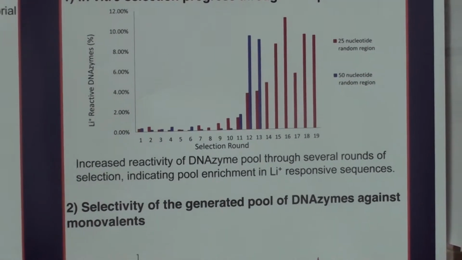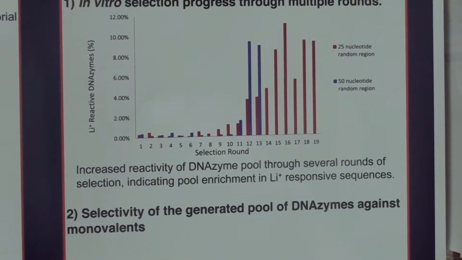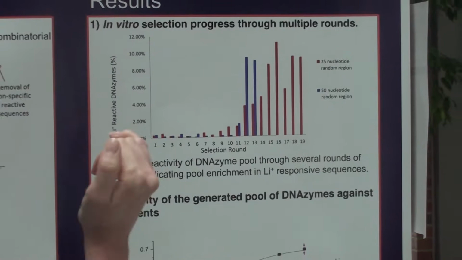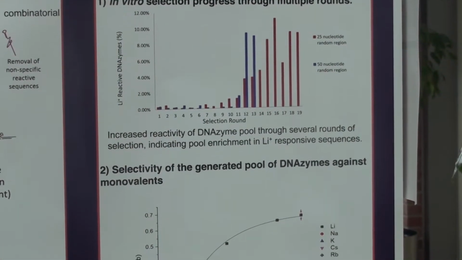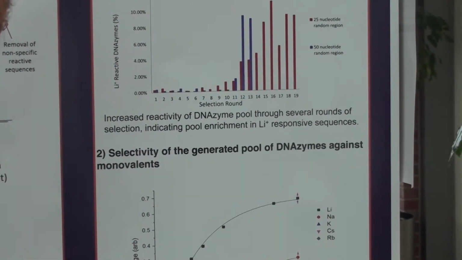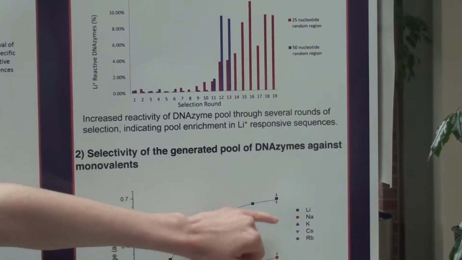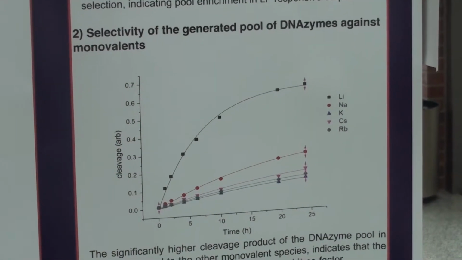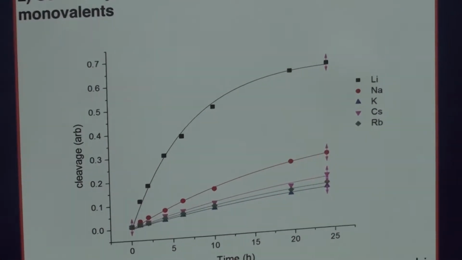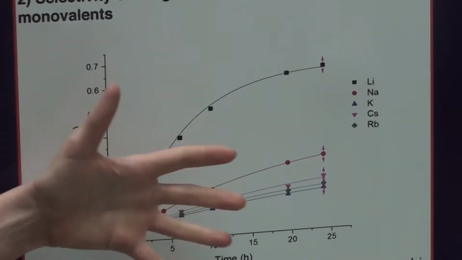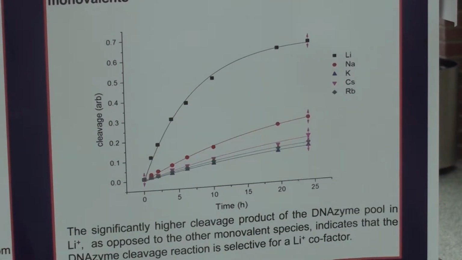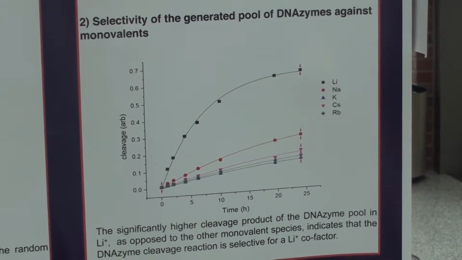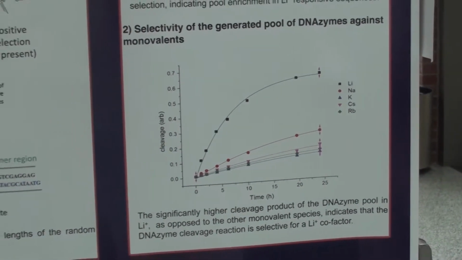So that means our general pool has sequences that are responsive to lithium, which is ideally what we want. Now, if we compare this to other monovalent species like sodium, potassium, cesium, and rubidium at the same concentration as lithium, we can see that this is clearly more reactive with lithium than with other monovalent species, which means we're heading towards our goal. Where we can take this then is to clone and sequence these and find out what exactly is in this region that is making it reactive specifically with lithium.